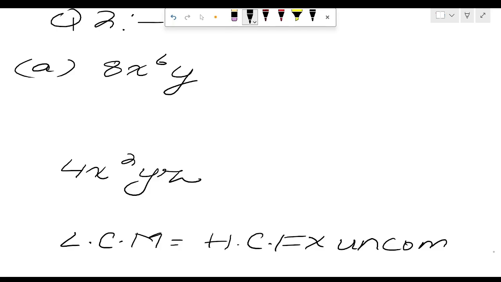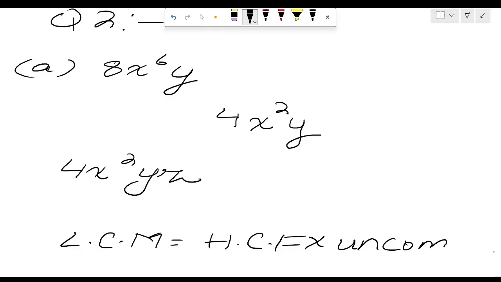So how are we going to simplify both? 8 and 4 are divisible by 4, so we can write 4. Then we have x power 6 and x power 2, so I'll pick x power 2. Why? Because I'm first finding the HCF. Then we have y and y, which leaves us with y, and we do not have z, so this is our HCF.